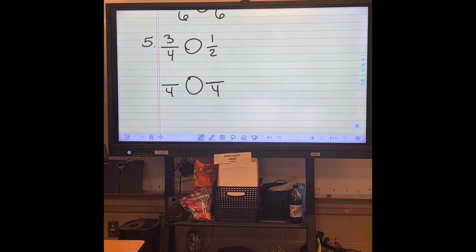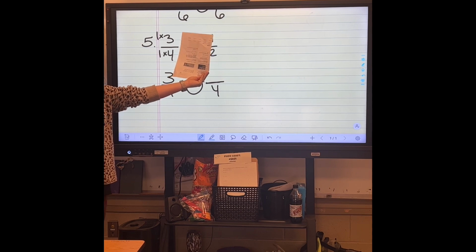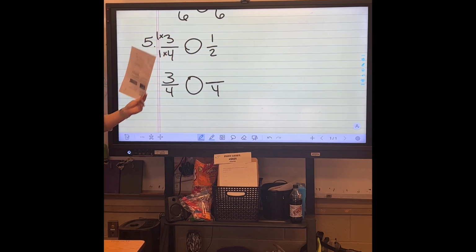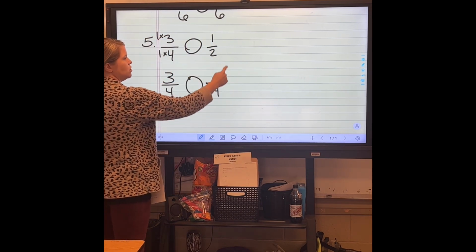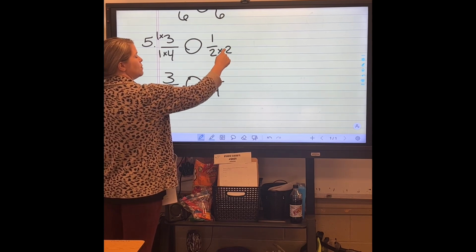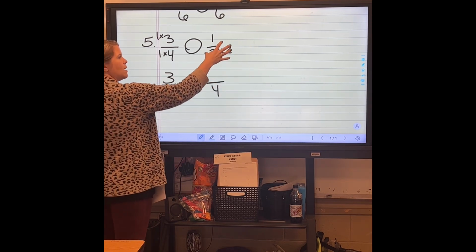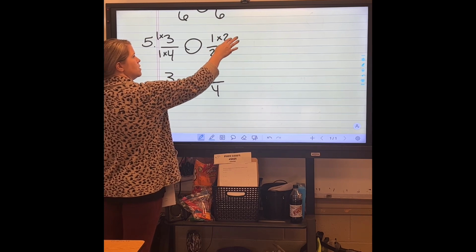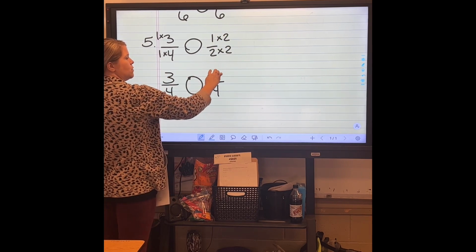All right, so what happened to my 4 that it got to stay a 4? 4 times 1. So 3 times 1 is 3, because I did it to the bottom, I got to do it to the top. Now it's like I am separating my sides, right? There's that fraction. Now let's look over at this fraction. How did my 2 change into a 4? Times 2. So if I do times 2 on the bottom, I have to do times 2 on the top. And 1 times 2 is 2.